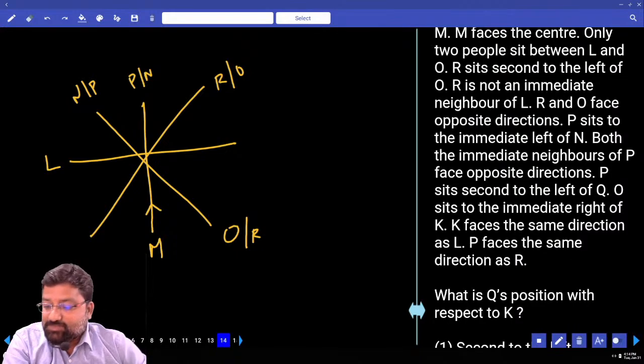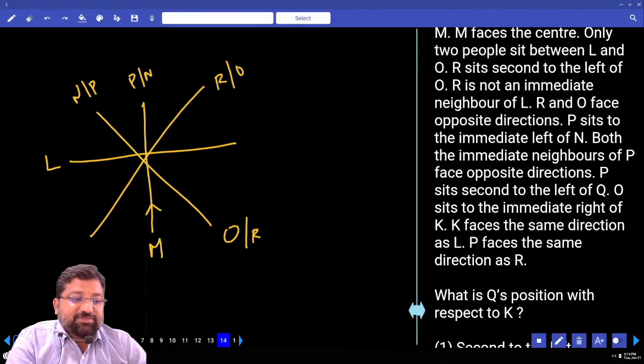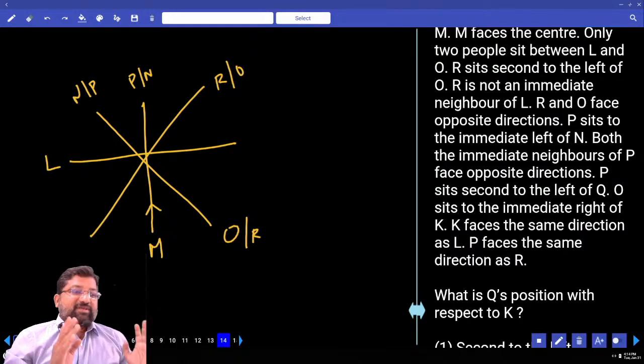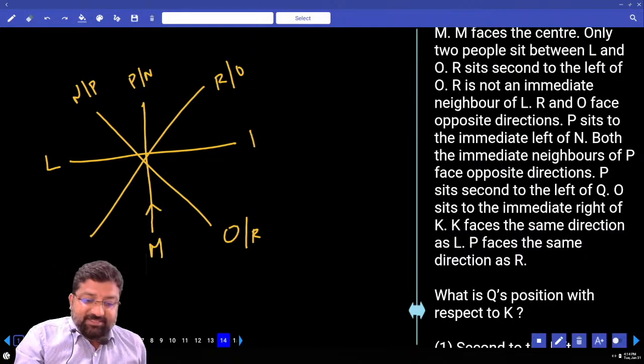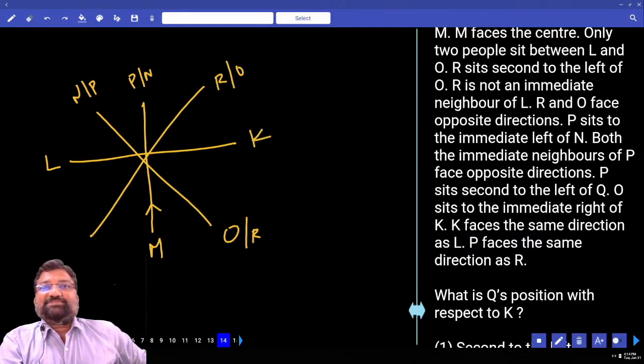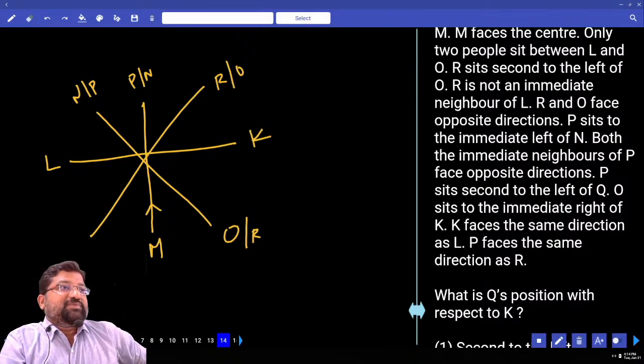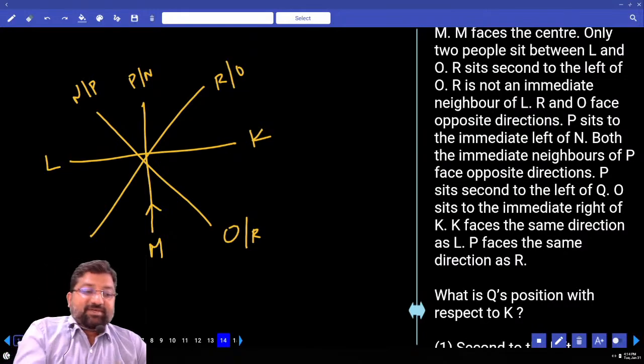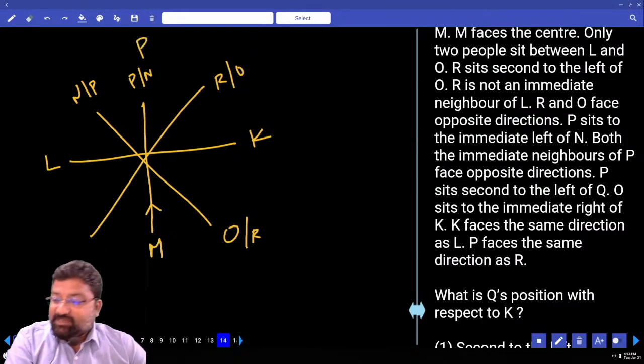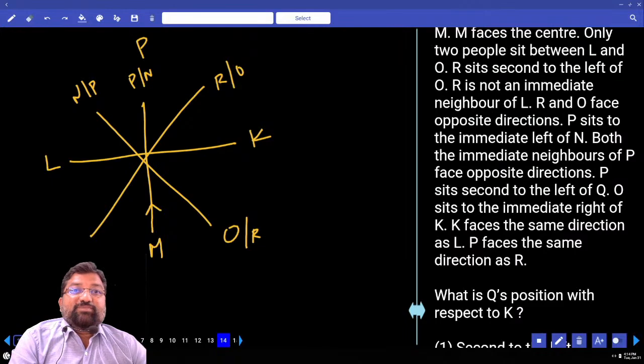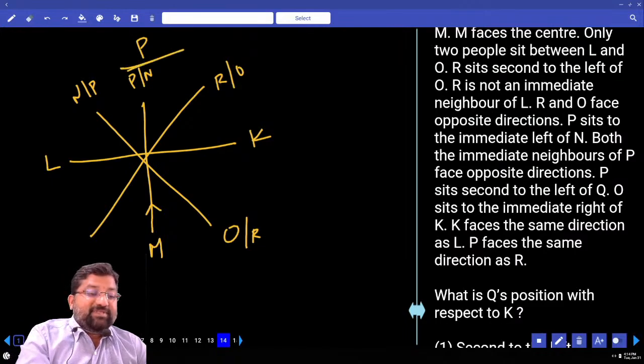Read. O sits to the immediate right of K. O sits to the immediate right of K, meaning K and O are adjacent. 100% guarantee this is the only place for K. Yes or no? That is the only place for K. When that is the only place for K, P is sitting second to the left of Q, right? Then can I take P in this place?